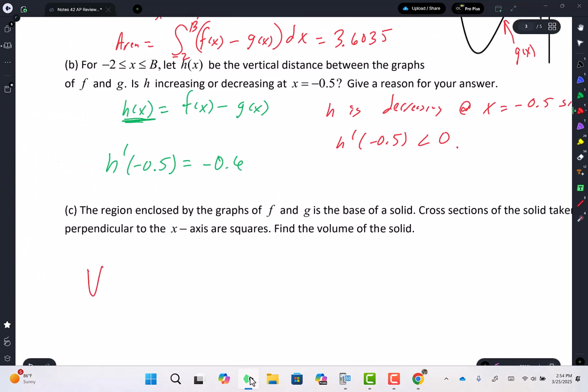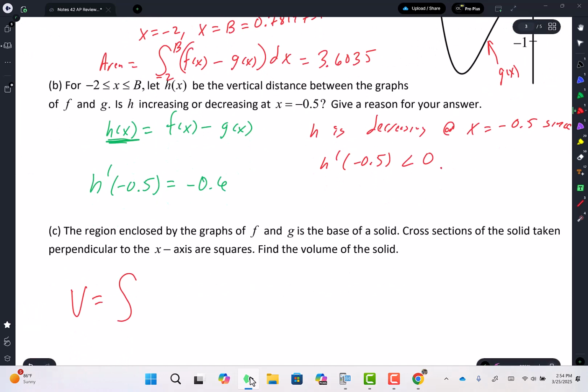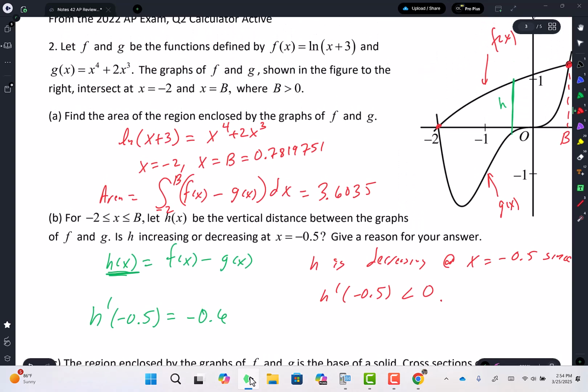If I want the volume, there it is, guys. Volume equals integral from what to what? Negative 2 to b. As soon as you identify what b is up here, you can use b all over the place. Do you know what I mean? You can use b all over the place.